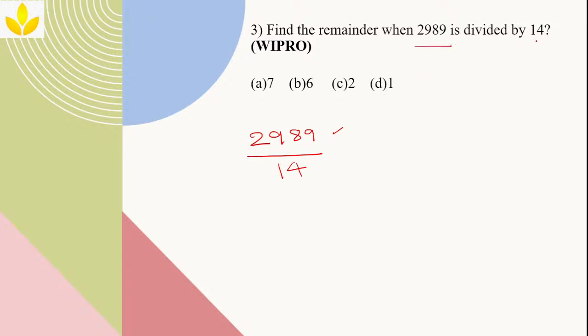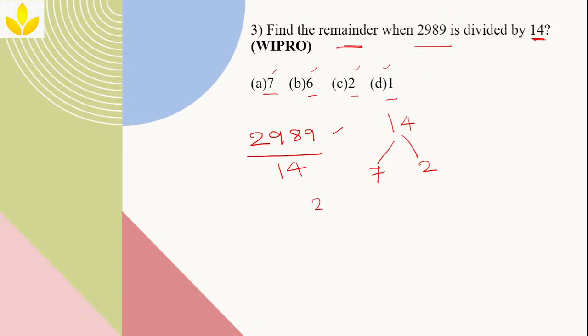2989, 14. What is the divisibility rule for 14? The divisibility rule for 14 is, the number should be divisible by 7 and the number should be divisible by 2. If you want to get the remainder, from the given options you have to subtract something, and if that number is divisible by 7 or 14, then that will be giving you the remainder. Now we'll try doing it.